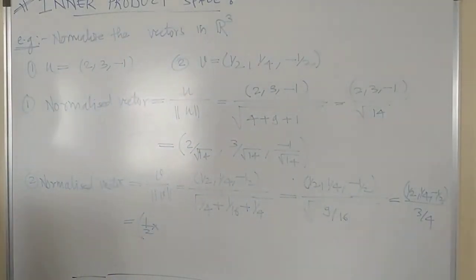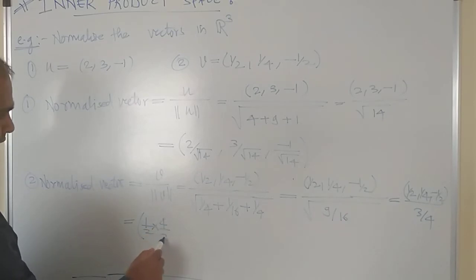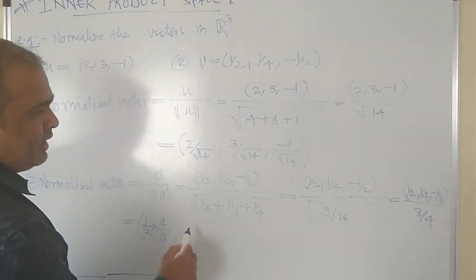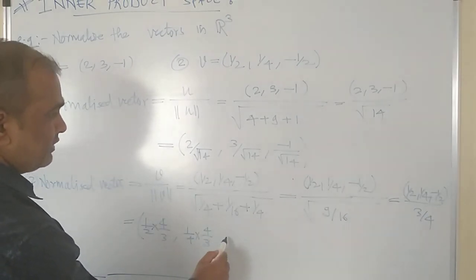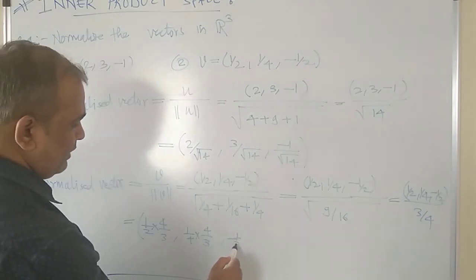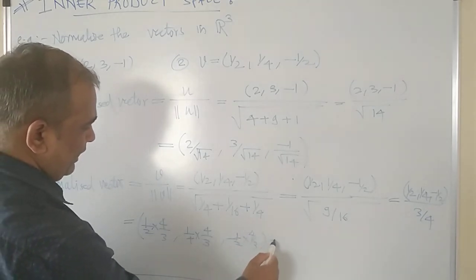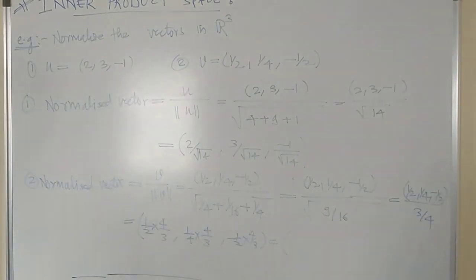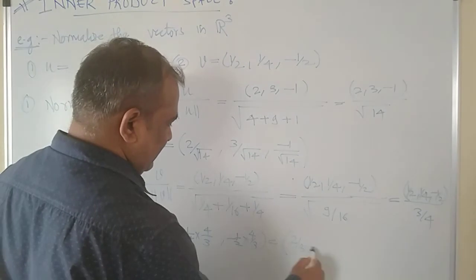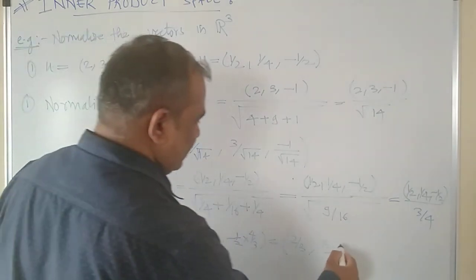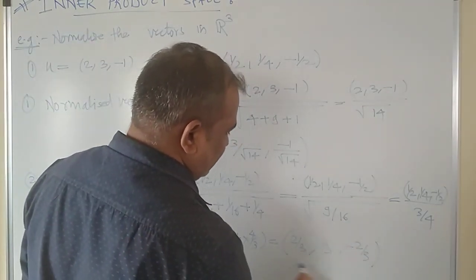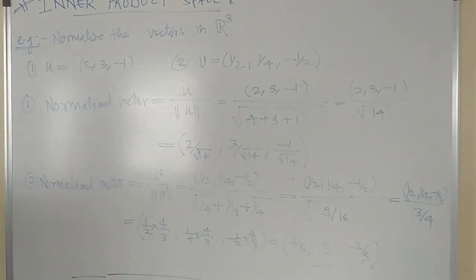Now you can multiply by that denominator, that will be 4 by 3, and the second component of the vector is 1 by 4 into 4 by 3, and the third component of the vector is minus half into 4 by 3. If you simplify this you will get first component as 2 by 3, the third component is 1/3, and the fourth component is minus 2/3, right? So this is the normalized vector. Got it? So in this way you can calculate the norm of the vector and the normalized vector, right?